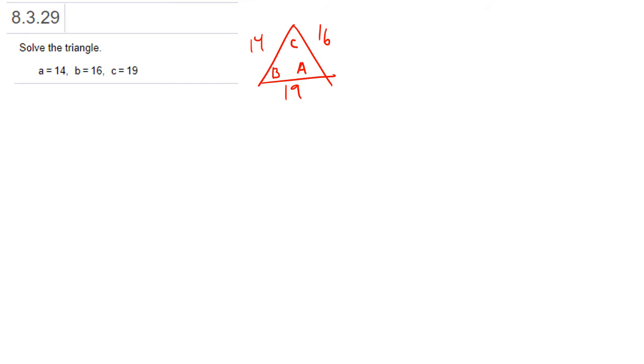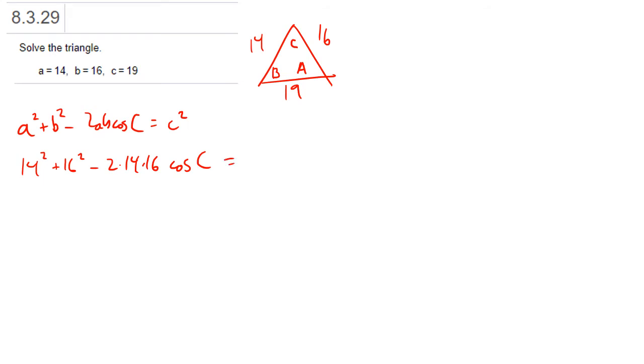It doesn't really matter which one you do first, so I'm just going to do this one. A squared plus B squared minus 2AB times the cosine of capital C is equal to little c squared. So 14 squared plus 16 squared minus 2 times 14 times 16 times the cosine of the unknown C is equal to 19 squared. Okay, so 14 squared is 196. 16 squared is 256. So 196 plus 256.